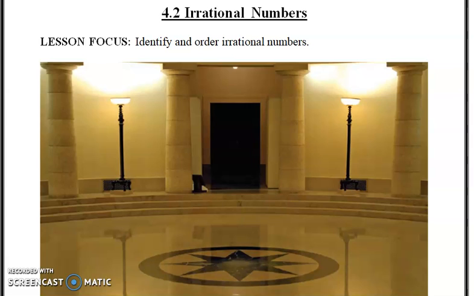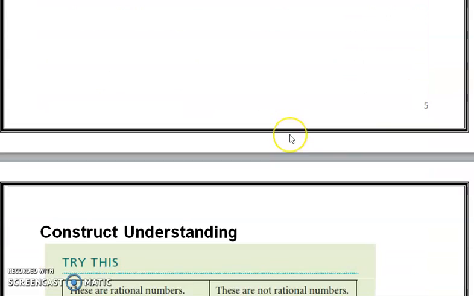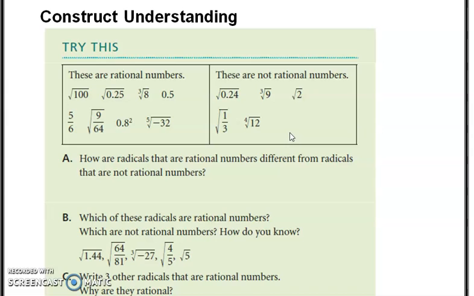Hello everybody, welcome back. Today we're starting 4.2. We're looking at irrational numbers. We're going to identify and order irrational numbers. Alright, so let's get an understanding of the difference between rational and irrational numbers.